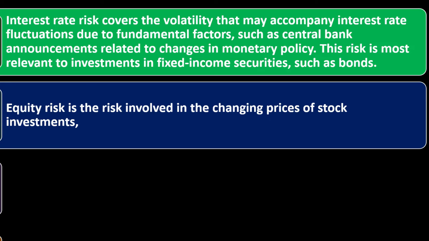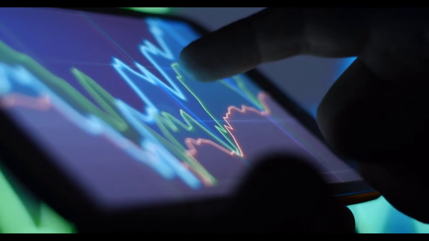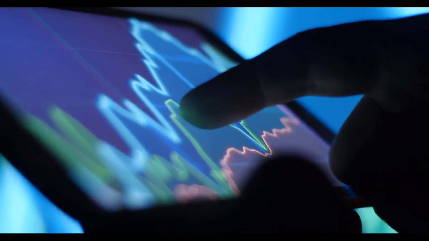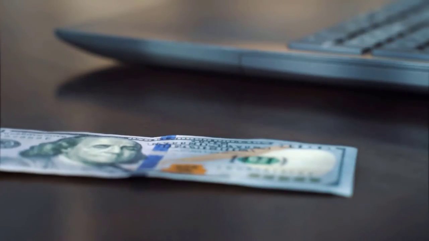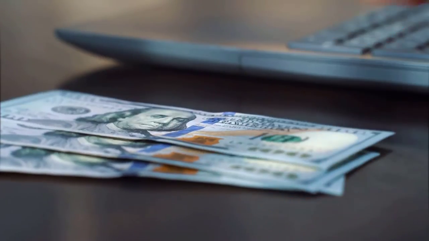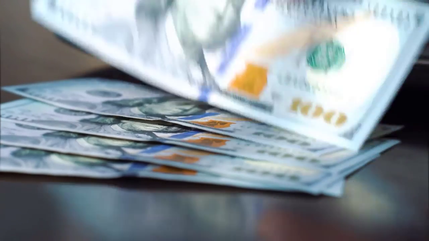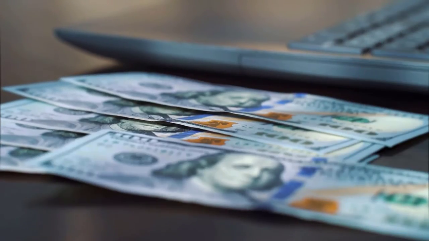Equity risk is the risk involved in the changing prices of stock investments. So when you're talking about the stock market, the gains and losses are going to be due to the fact that the stock prices are going up and down based on market conditions. Commodity risk covers the changing prices of commodities such as crude oil or corn. So when you're trying to invest in commodities, actual things, the things that have value themselves, then the prices of those things could change based on, again, market conditions, supply and demand.